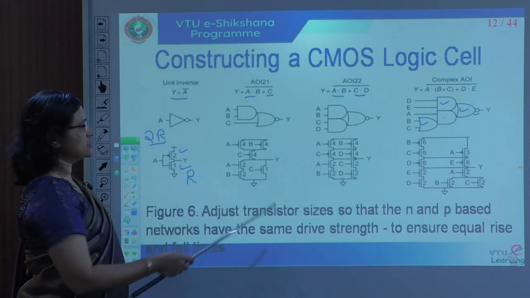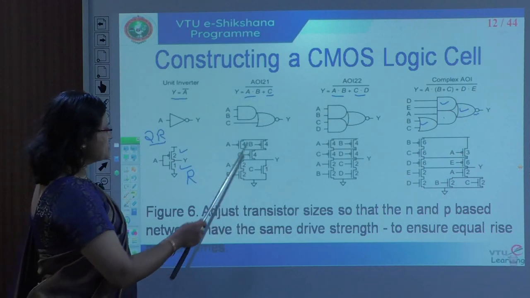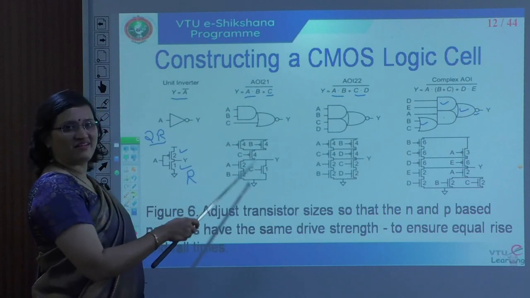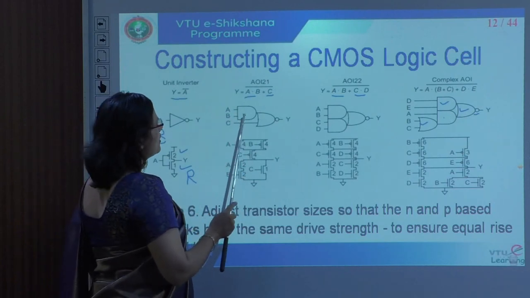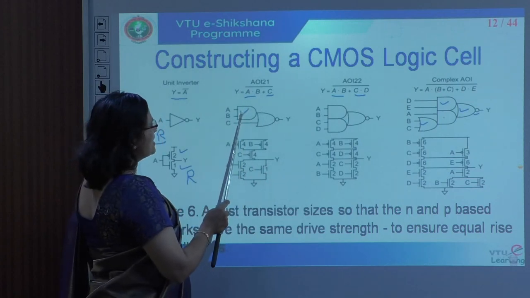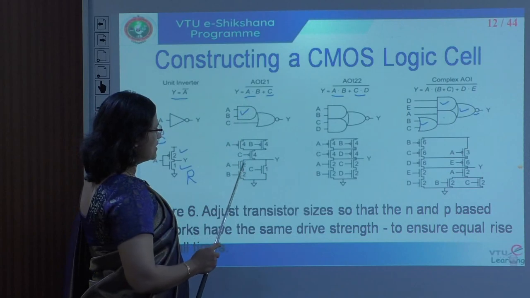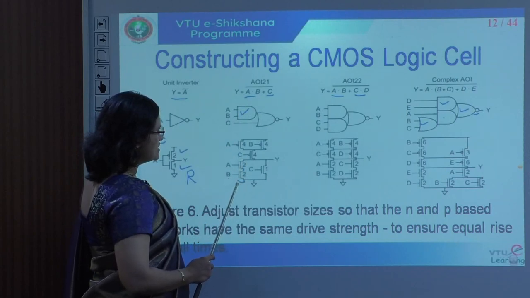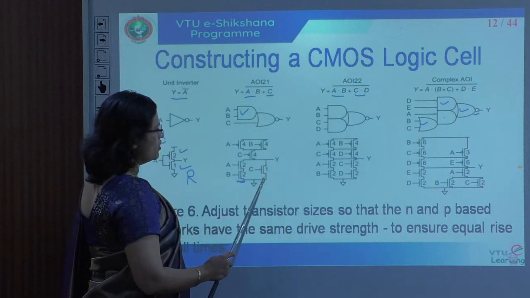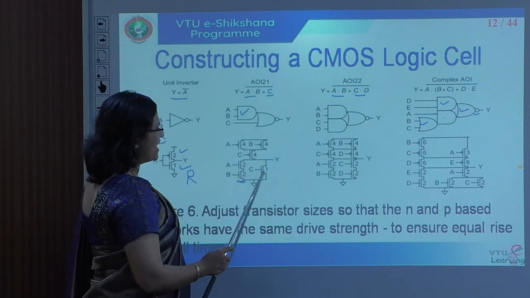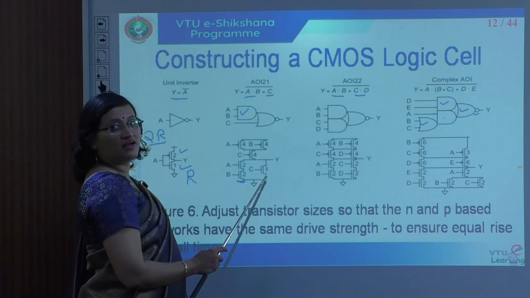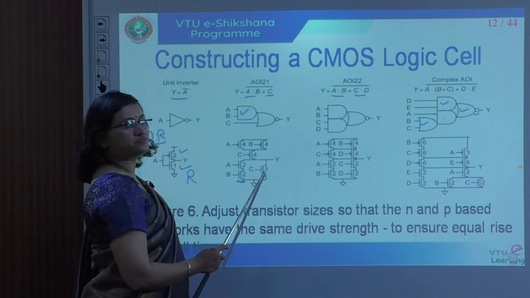So let us see how the sizing of the transistor can be done. First we will see how we can write the circuit diagram at the transistor level. You can see here A and B is an AND gate, right? So for this AND, A and B, the two transistors will be in series. Plus C is there, so C is alone, and that comes in parallel over here. So AB in series will come in parallel with the transistor C.